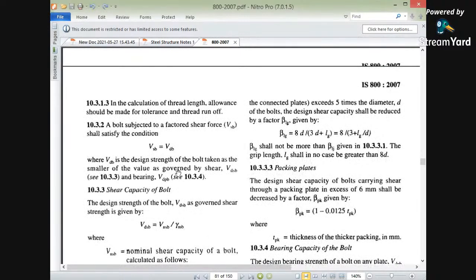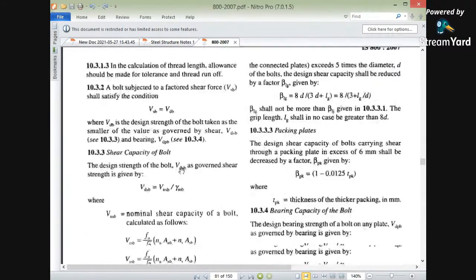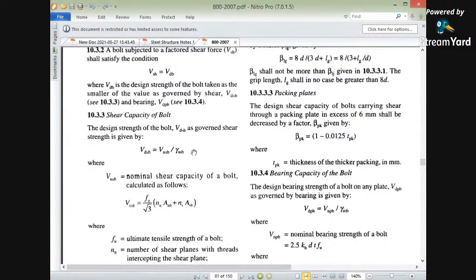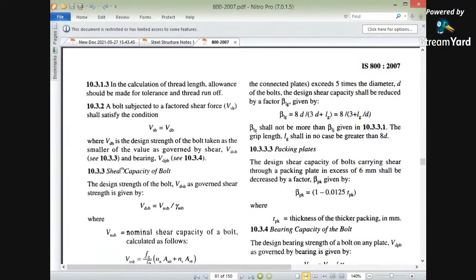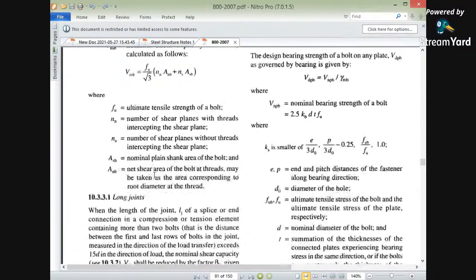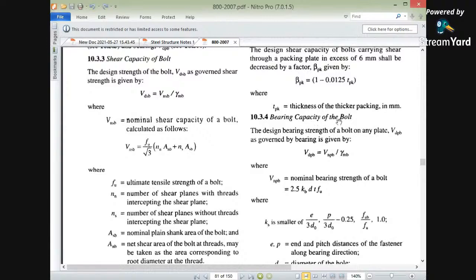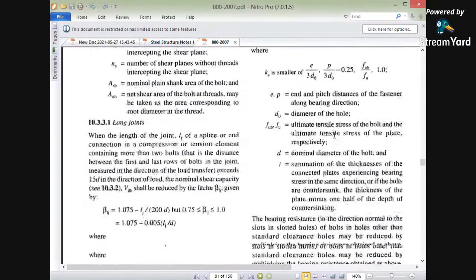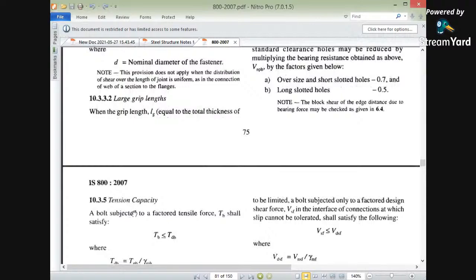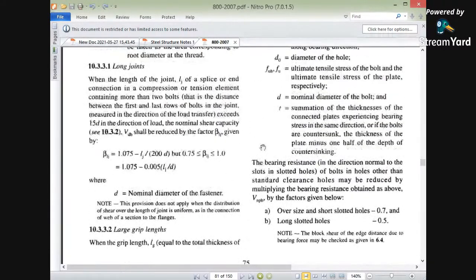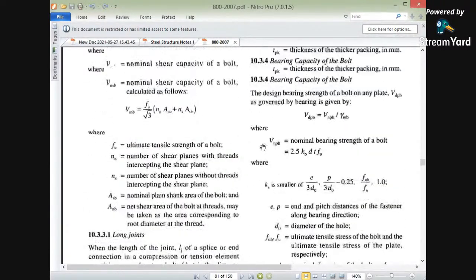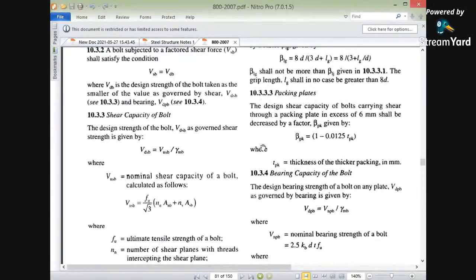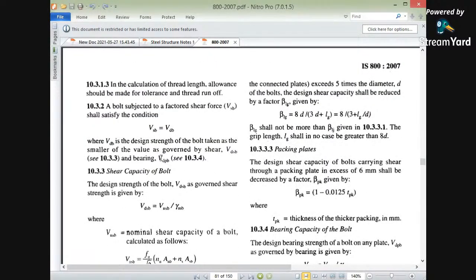So this is in page number 75. In page number 75, we have to find out the shear capacity of bolt. Then we have to find out the bearing capacity of bolt. Thirdly, we have to find out the tension capacity of bolt, which is also given here. So these three things are to be calculated first, in order to calculate the strength of bolt.